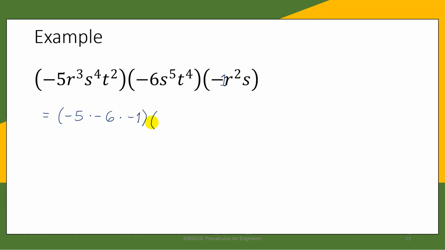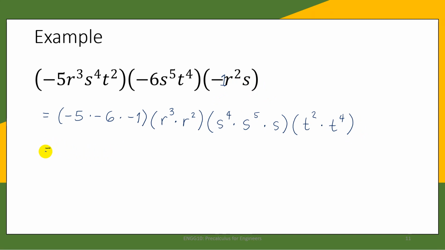And then r, we have r cubed for the first expression. We do not have any r in the second expression, but we have r squared in the third expression, so multiplied by r squared. And the next s, so s raised to 4, and then in the second expression is s raised to 5, and in the third expression is s. And lastly, t, we have t squared multiplied by t raised to 4, and then we do not have any t in the last expression.